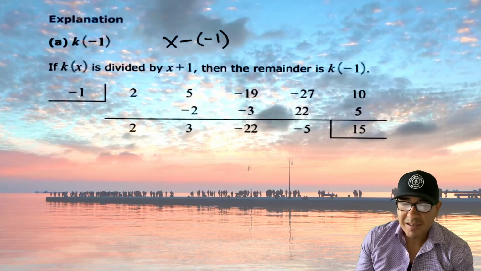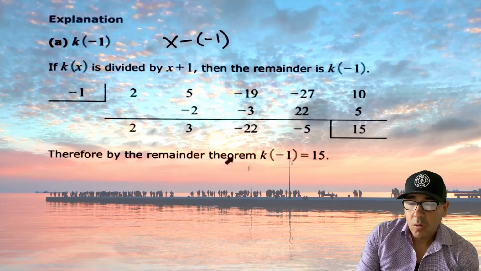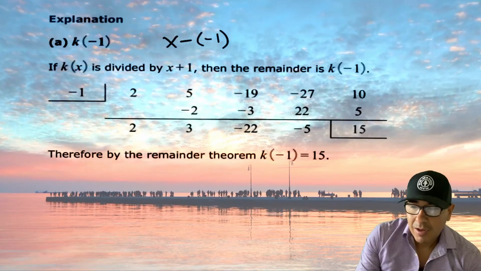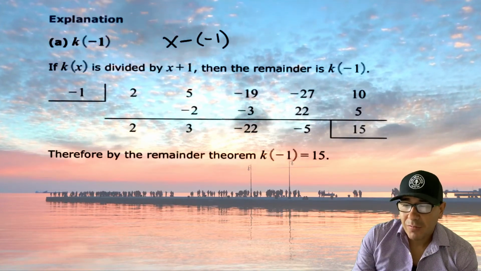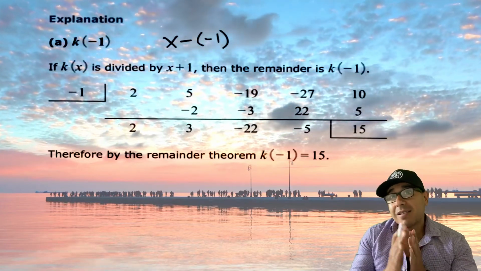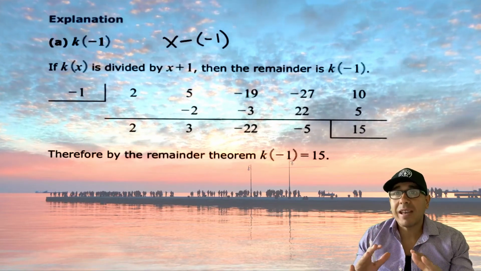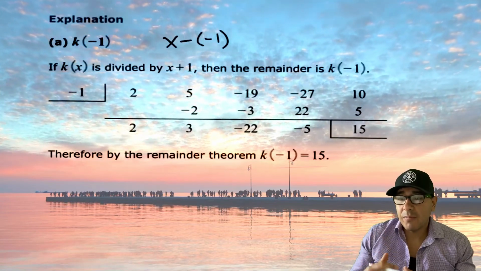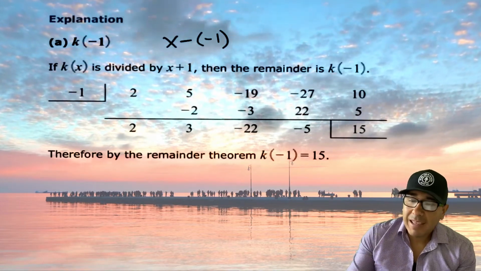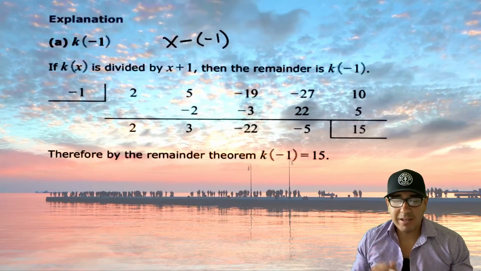So what does this tell us? Therefore, by the remainder theorem, when I plugged in -1, that's what this was, my remainder is 15. Right now, that's all it tells us. Later on, it's going to tell us a little bit more, but for the sake of this video, we're getting comfortable with just finding the remainder when they give us some input. That's it. Let's do another example.